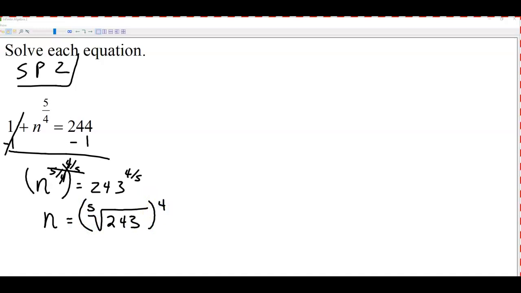I'll wait for a second if you're writing. The next thing I would do is find the fifth root of 243. And I just happen to know that that's 3. Do I need a plus and a minus? No, because it's an odd number this time for my root. And so the answer is just going to be 81 again.